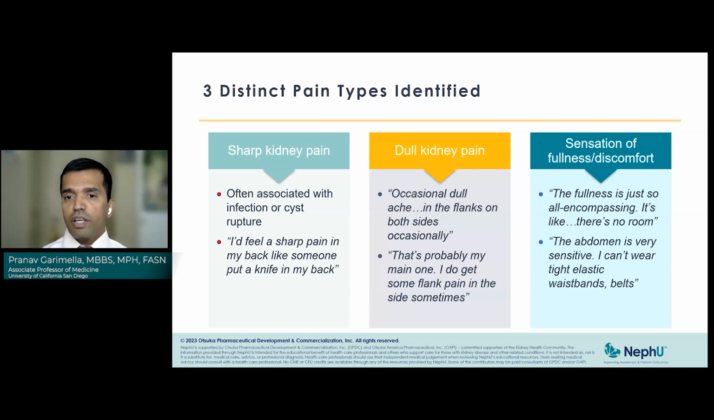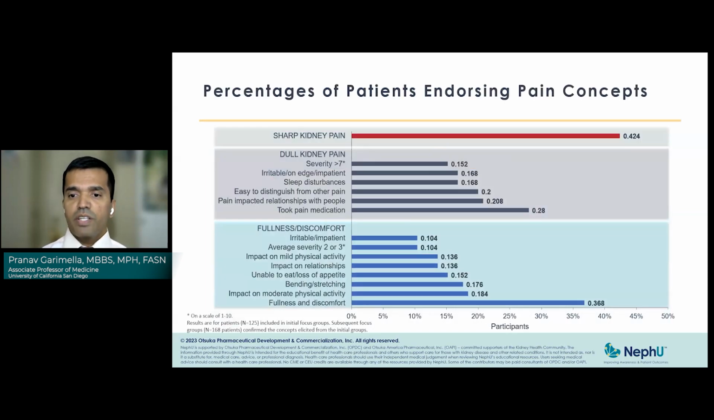So, in the validation of the PDS as well, you will see that these concepts carry forward, and we have more granular data on how they relate to kidney function, and the severity and frequency of each of these types of pain. And on this slide, we see the prevalence of each of these pain domains and how they have impacted patients. On the top part here, we see sharp kidney pain, and as you can see, about 42% have reported having sharp kidney pain.